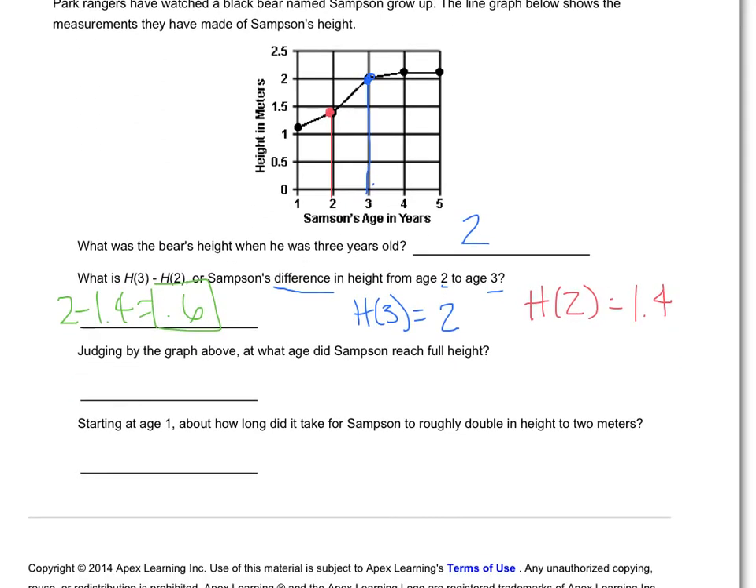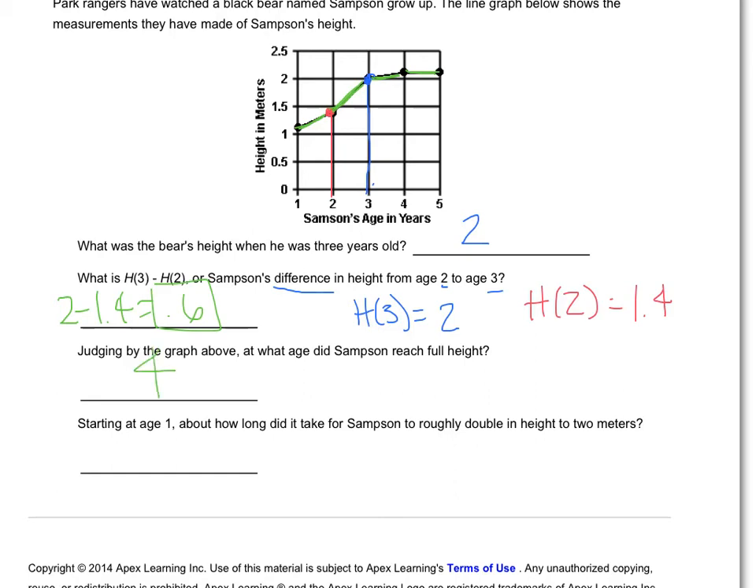So judging by the graph above, at what age did Samson reach his full height? Well, he'll reach his full height when his height starts to level off, when it doesn't change from year to year. It's increasing from 1 to 2, it's increasing from 2 to 3, it's increasing from 3 to 4, but from 4 to 5, it's staying the same. So that means at 4, he reached his full height.